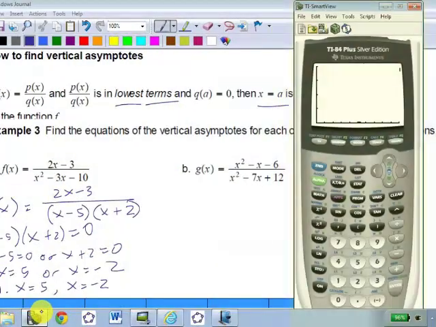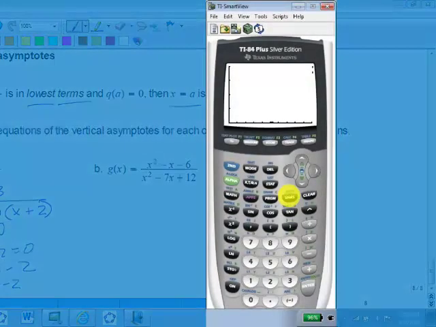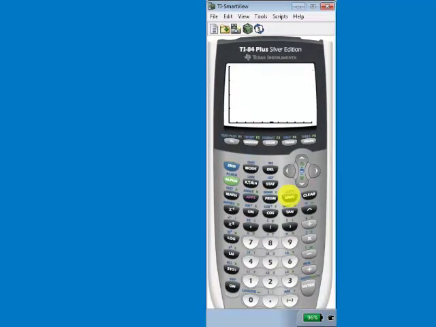I need a better viewing window. Need a much better viewing window. It is taking its sweet time. Zoom 6. There we go. Now it's just tracing the same graph again. There it is. Do you see what's going on with the asymptotes?